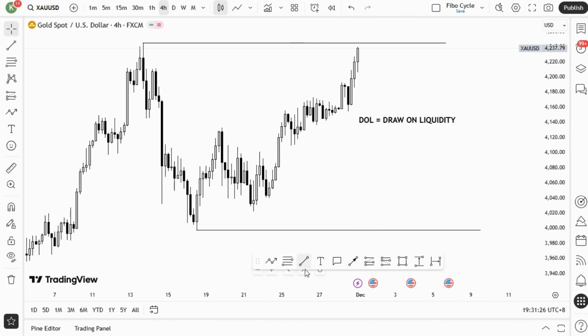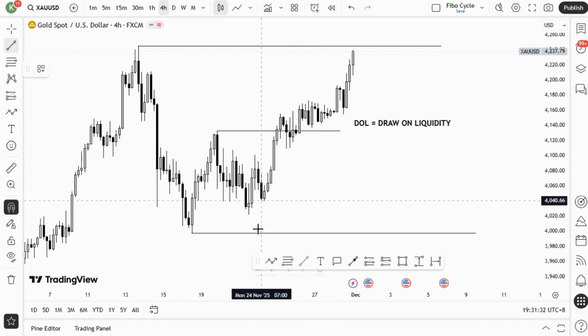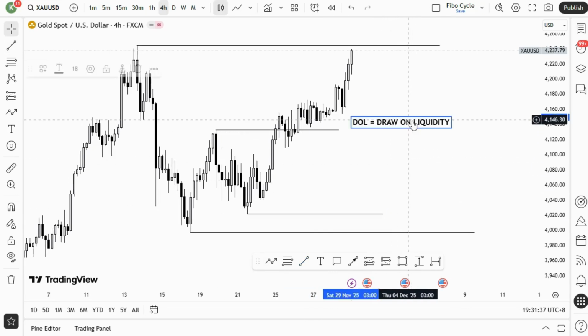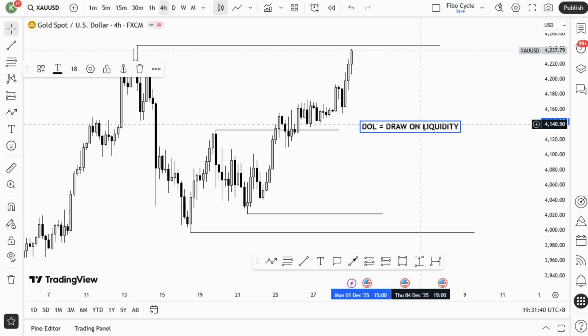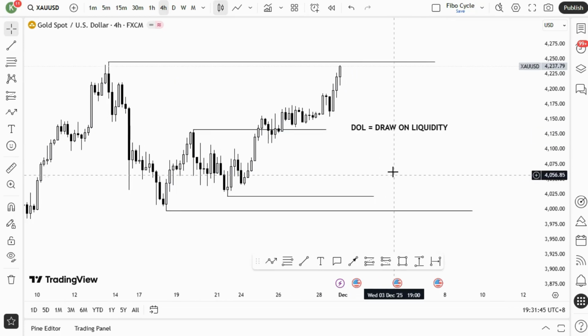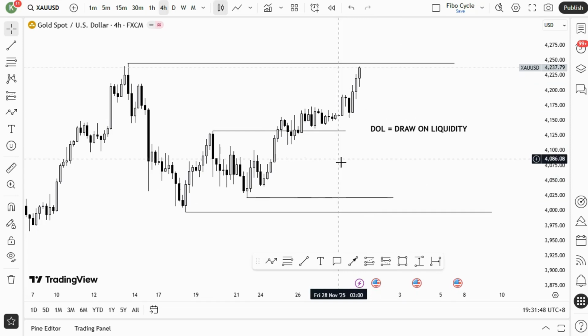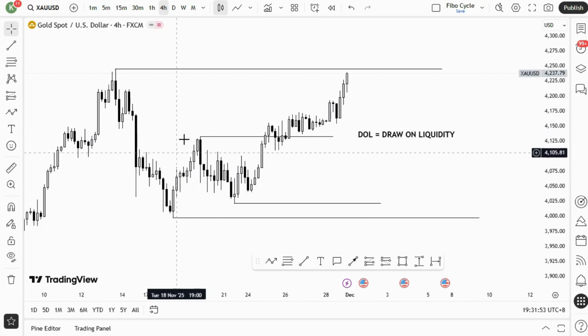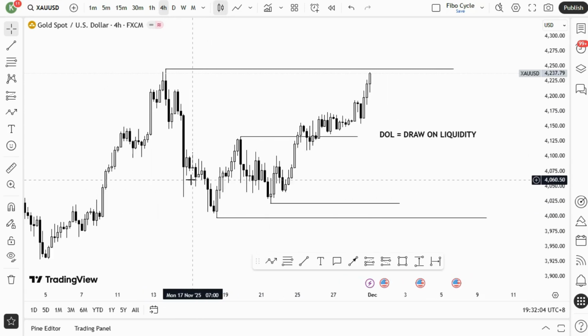If you look at our internal draw on liquidity, this can be our internal draw on liquidity. These are the swing highs and swing lows which I am marking right now, and they are what we use to get our draw on liquidity. You can see in this chart example the market has been going higher, so the draw on liquidity in this case is the swing high. It is our buy side liquidity, and these lower lows are our sell side liquidity.